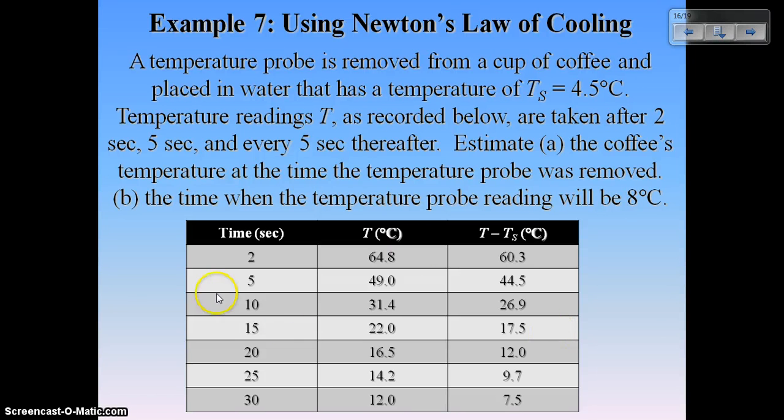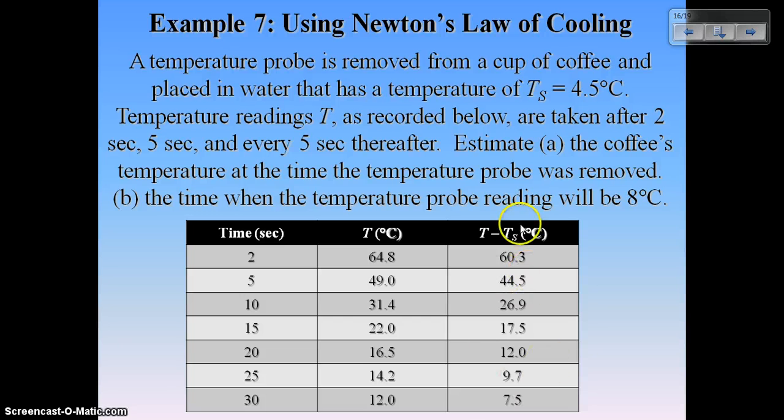And what are we going to do? It says estimate A, the coffee's temperature, after it was removed, and then B, the time when the temperature will be 8 degrees. So we need to come up with those two things.